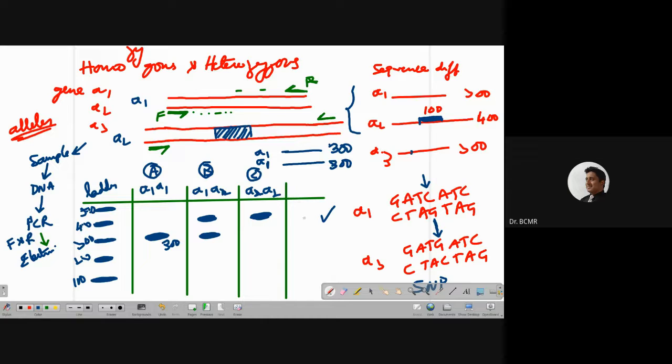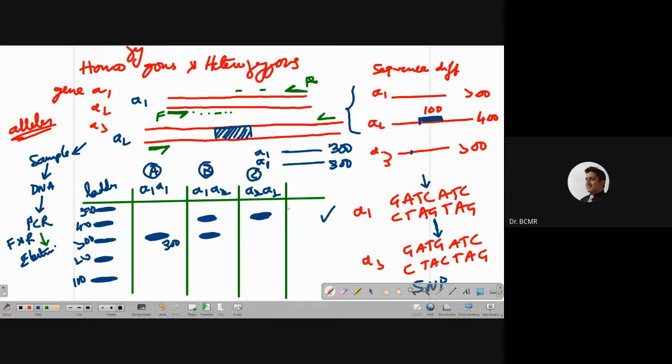So I hope you understood how interpretation can be done based on size, and using PCR we are able to determine if a sample is homozygous or heterozygous for a particular mutation also. Of course, we should have prior knowledge about the mutation or the insertion. We should have prior knowledge of the sequence so that we could design the primers appropriately.